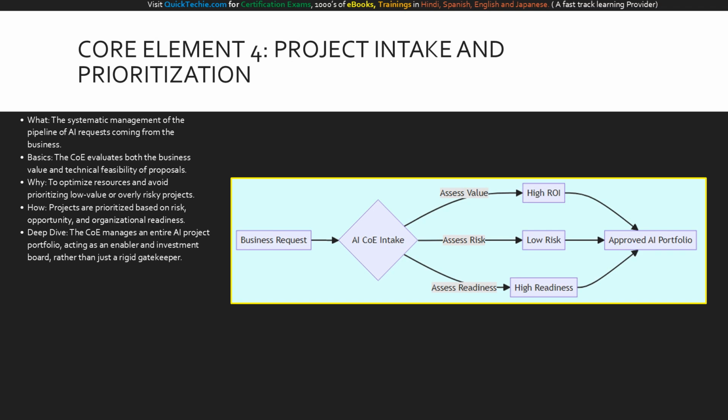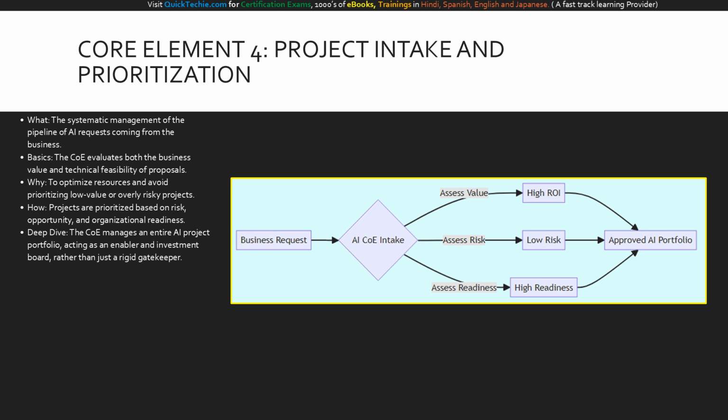Moving on to our fourth element, project intake and prioritization. What is this function? It is exactly how the COE manages the ongoing pipeline of AI requests coming from various business units. The basics involve systematically evaluating the business value and technical feasibility of every single proposed AI project. Why is this a core element of your strategy? Because enterprise AI development resources are highly valuable and organizations must avoid wasting time on low-value or overly risky projects. How is prioritization handled? The COE scores projects by carefully balancing three factors: risk, opportunity, and organizational readiness.